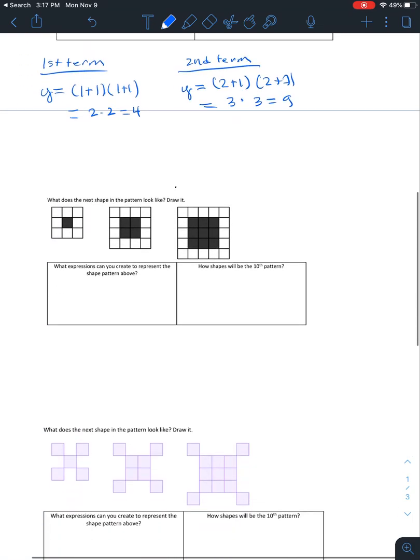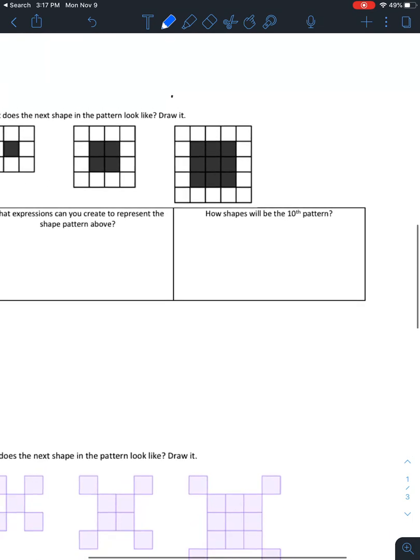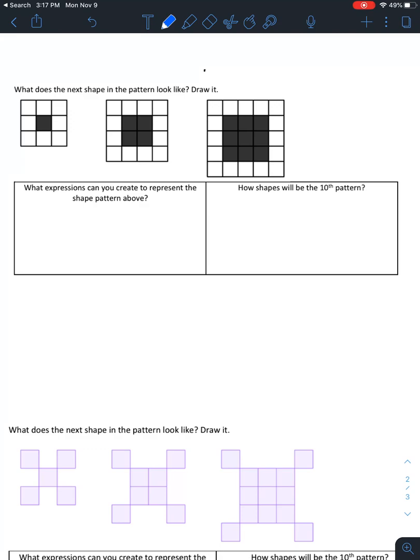So we're going to take this information and try to do this next one. This next one is a little vague in what it's asking. It says, what does the shape and the pattern look like? I think the first thing that we notice is this right here. It's this inside part.